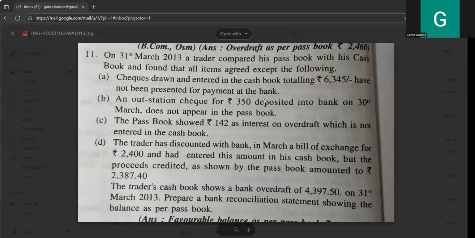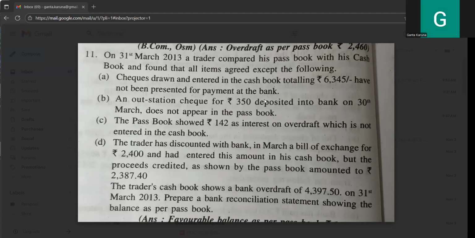So the question goes on like this. On 31st March 2013, a trader compared his passbook with his cashbook and found that all items agreed except the following. The checks drawn and entered in the cash book, 6,345, have not been presented for payment at the bank, he said. So checks drawn is usually a nature of expenses and the default posting of the total amount will be in the cash book. But he's saying it is there in the cash book, but it is not there in the passbook.